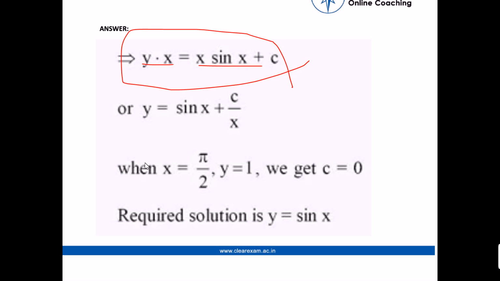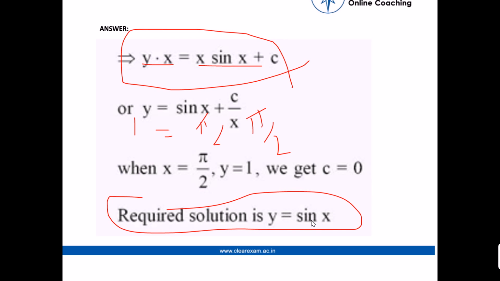So when we put x = π/2 here and here, and y = 1, we simply get c = 0. So the required solution is y = sin x. So the solution will be y = sin x. Thank you.